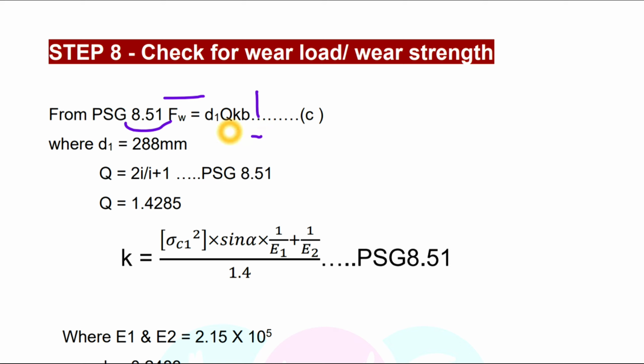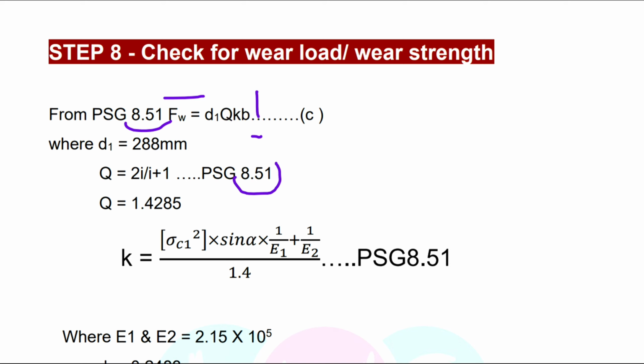Fw is equal to d1 q k b, where d1 is equal to 288 mm. For q, the formula is also given on this page, 8.51. Q is equal to 2I upon I plus 1. I is the reduction ratio, which is given in the question, 2.5. Putting 2.5 and solving, we get q is equal to 1.4285.